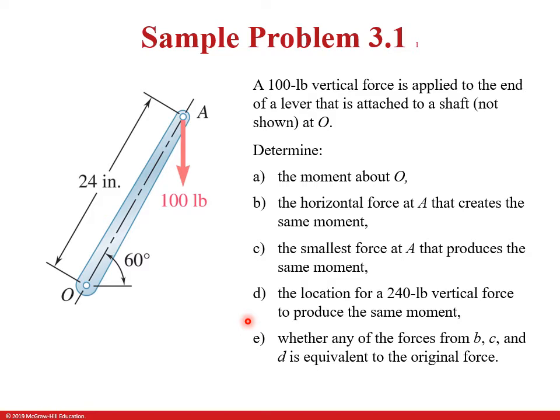240-pound vertical force to produce the same moment. So here we have 100 pounds, right? Where would we put a 240-pound force, vertical force, to create the same moment? And then are any of the forces from B, C, and D equivalent to the original force? So let's walk through this.